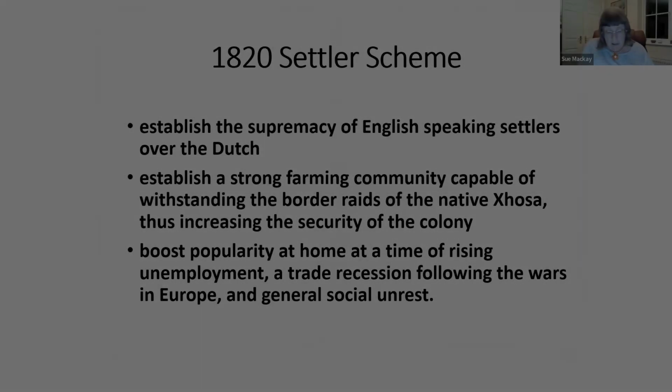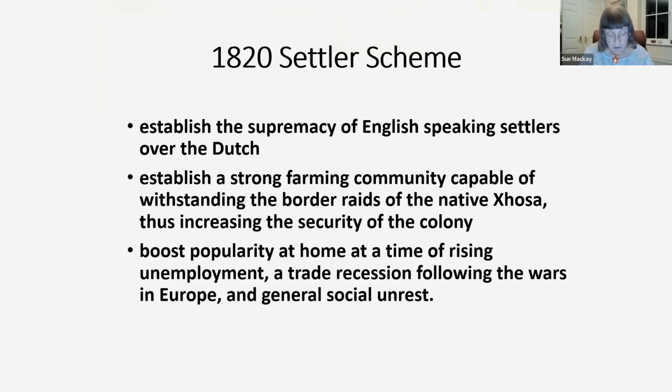Now, the 1820 settler scheme was designed to fulfil three main functions. Firstly, it would establish the supremacy of the English-speaking settlers over the Dutch. Secondly, by concentrating the new settlements in the eastern part of the province, the Colonial Office hoped to establish a strong farming community capable of withstanding the border raids of the native Xhosa, thus increasing the security of the colony. Thirdly, and perhaps most importantly, as far as the government of the day was concerned, the emigration scheme was designed to boost popularity at home at a time of rising unemployment, a trade recession following the wars in Europe, and general social unrest.